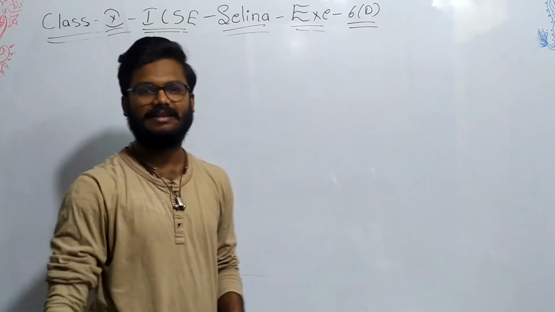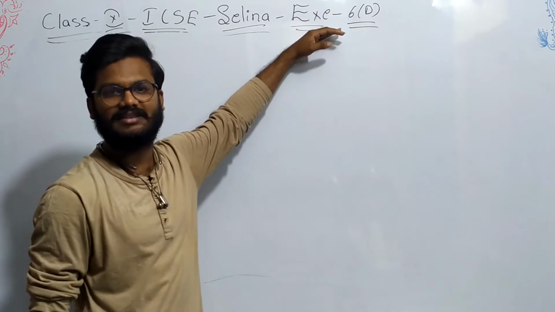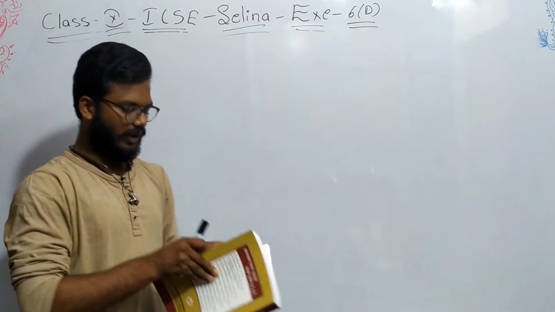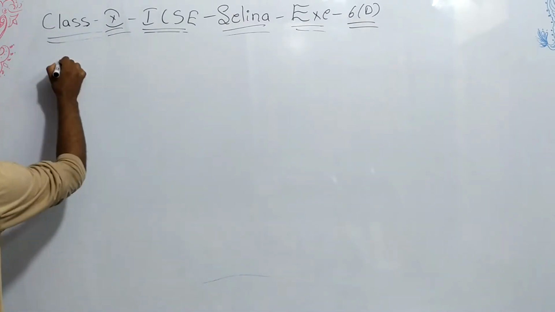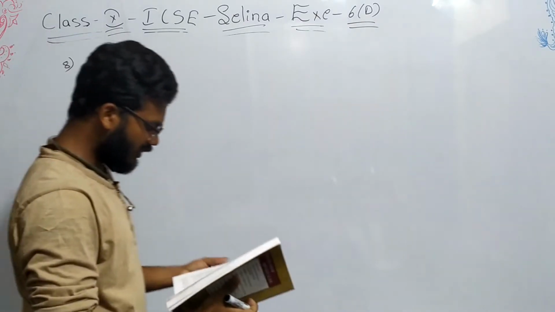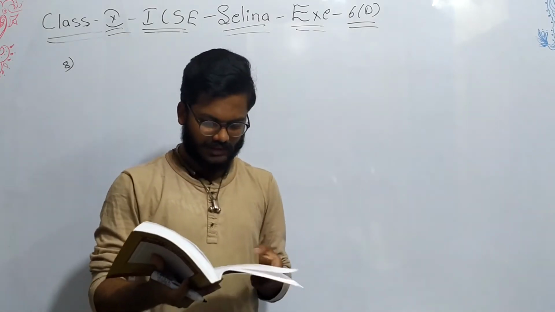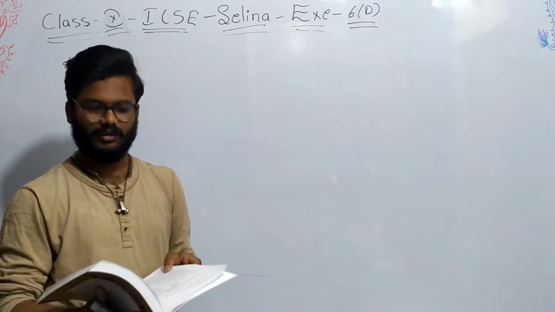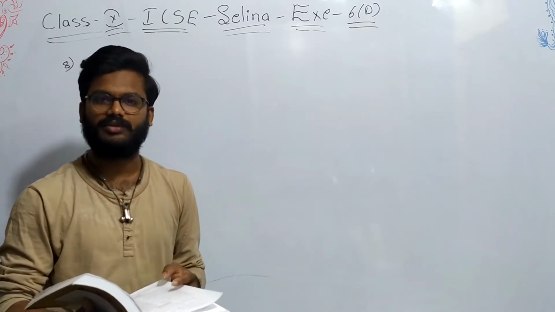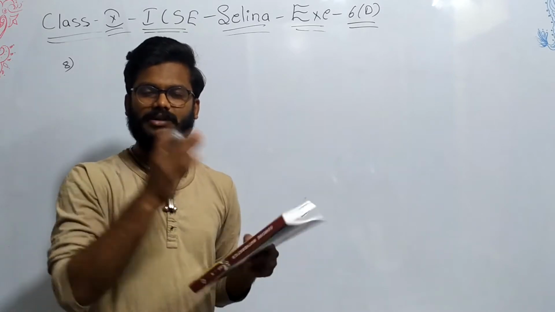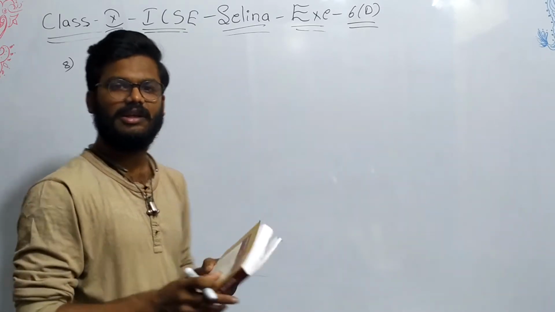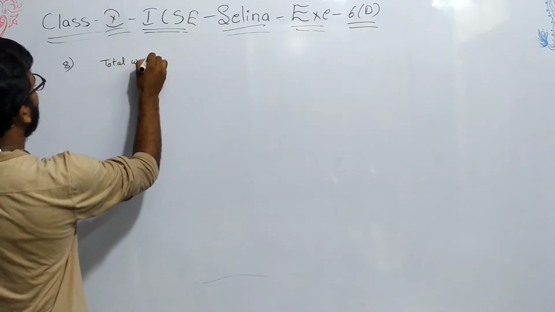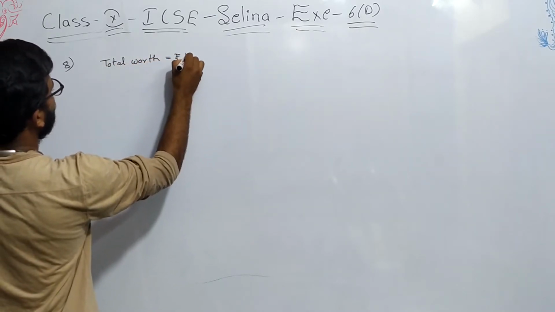In this video, let us see the remaining problems from exercise 6D in ICSE class 10 Selina. Eighth one, see what they give. Mr. Mehra sends his servant to the market to buy oranges worth rupees 15. So, the total money Mr. Mehra gave to the servant is rupees 15.